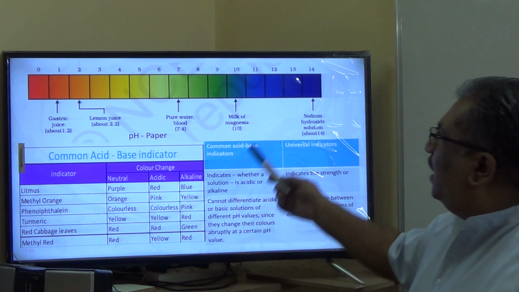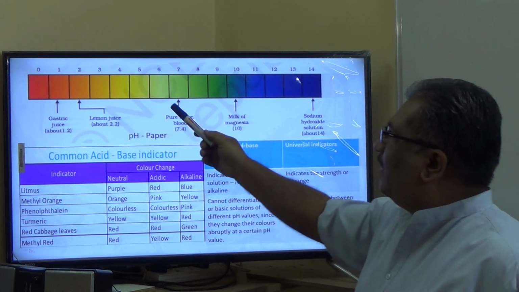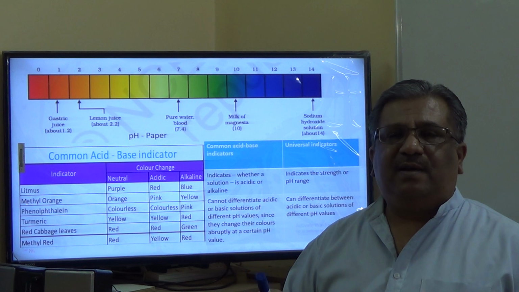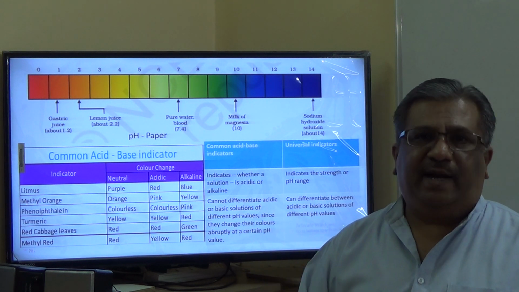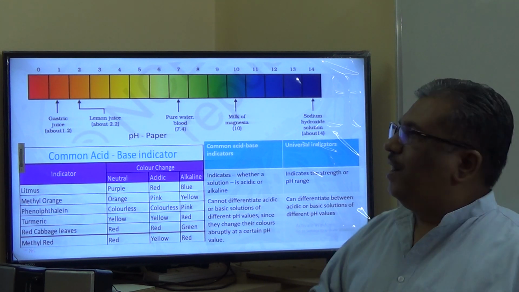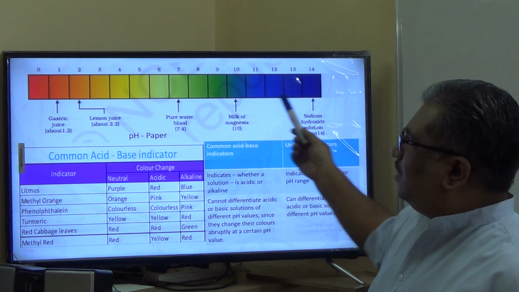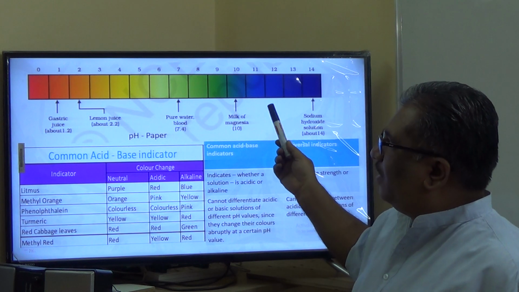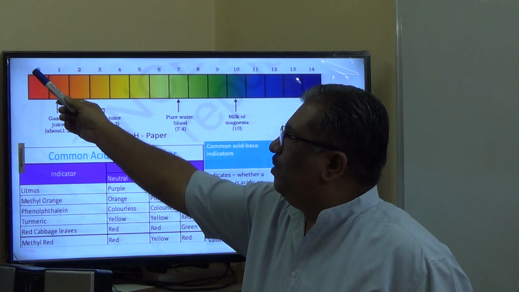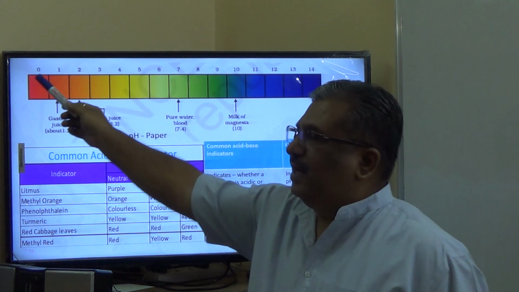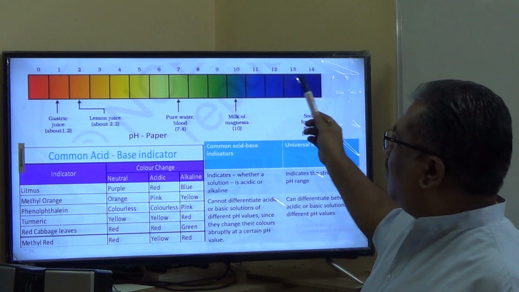Okay, and here this is a pH paper. What is this pH paper? It is a paper which is impregnated in universal indicator, and it is dried, and therefore there are different color combinations which you can observe over here. And this is pH value 0, pH value 14, highly acidic, highly basic. So these are the different color combinations.